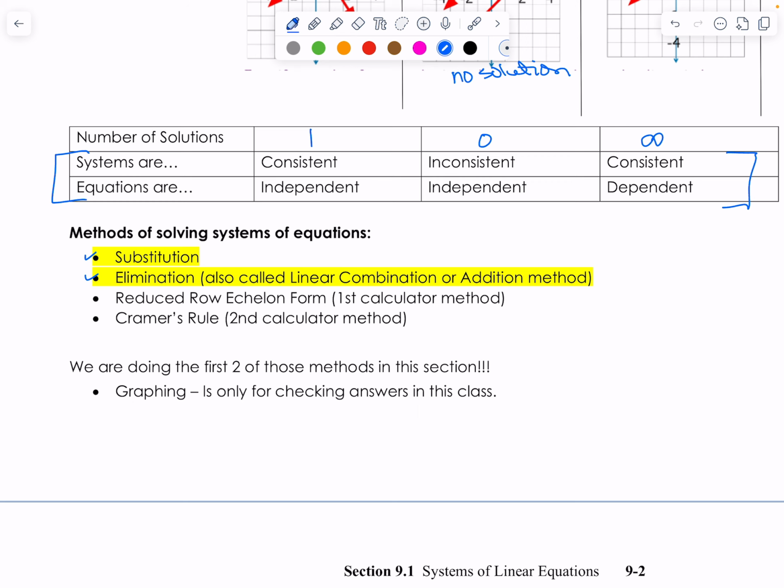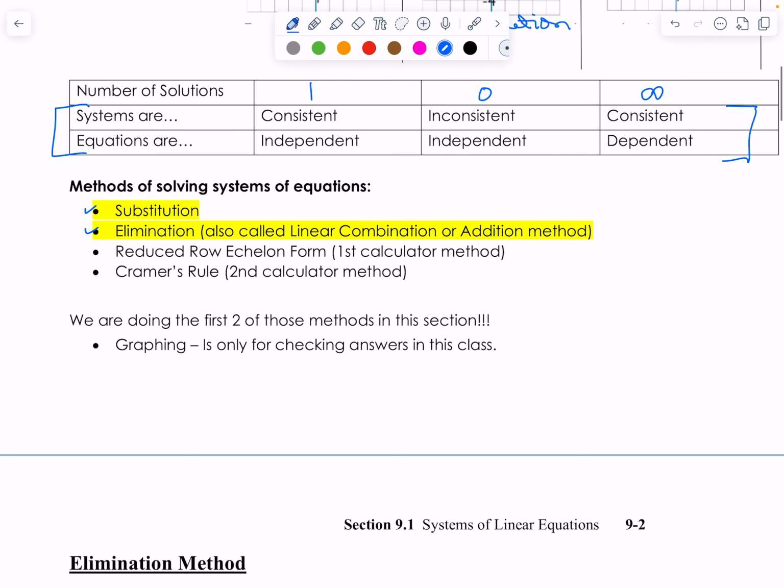There is actually one more method, and that's graphing, but we're going to use this just for checking our answers in this class because you have a graphics calculator. So we're not actually going to solve by graphing. We'll just use it to check.